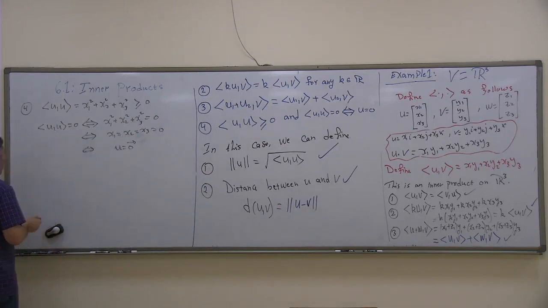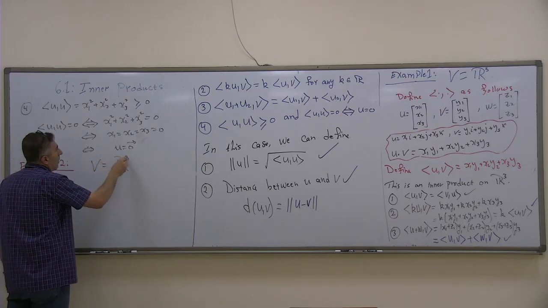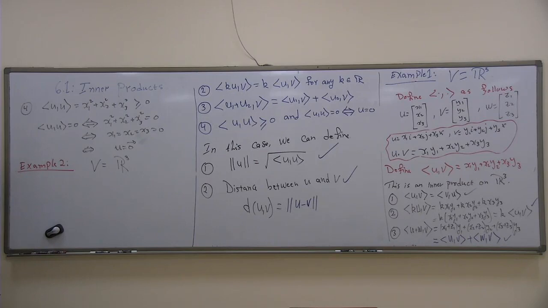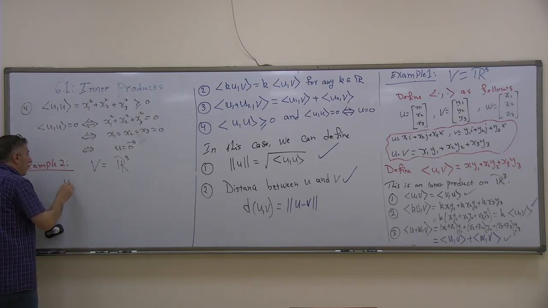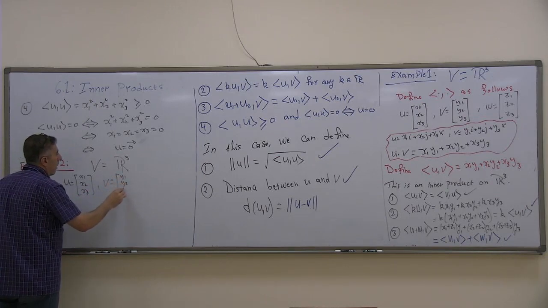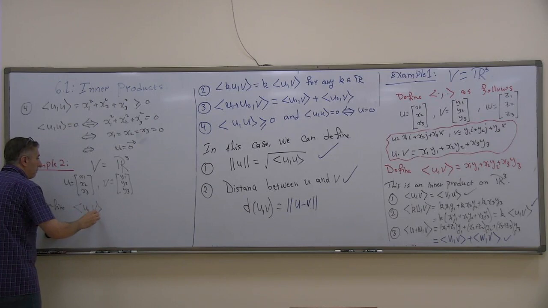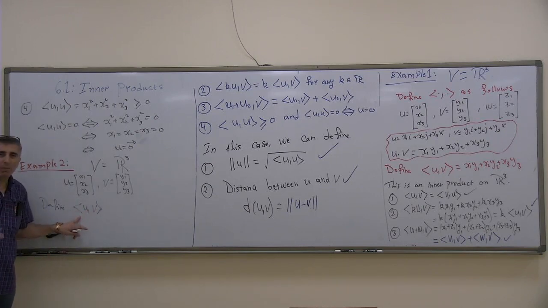So here is example 2. I'm going to take my vector space to be R3 again. So your U is x1, as before, x2, x3, and your V is y1, y2, y3. I'm going to define my inner product, UV. By the way, your book is using this sign for the inner product, but if you don't like it, you want to change it to something else, it's fine. However, we have to be consistent, okay?